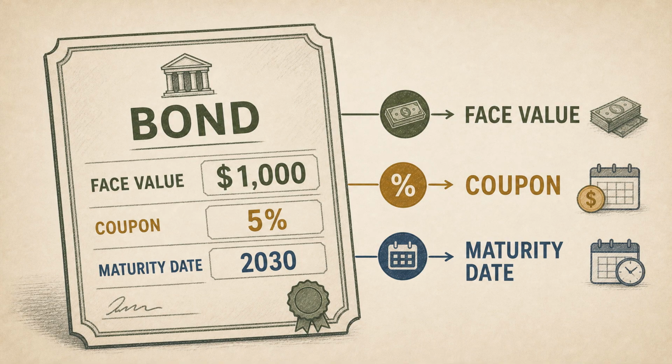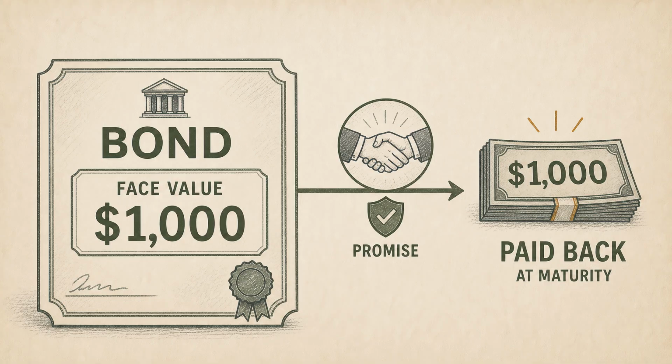Every bond has a few important terms. It has a face value, which is the amount due at the end. It has a coupon, which is the interest payment. It has a maturity date, which is when the loan is scheduled to be repaid. Face value is sometimes called par value or principal. Imagine a bond with a face value of $1,000. If the borrower does what it promised, that $1,000 is the amount paid back when the bond matures.